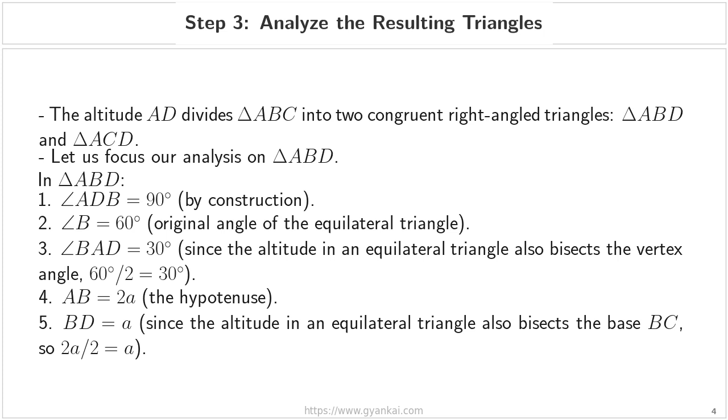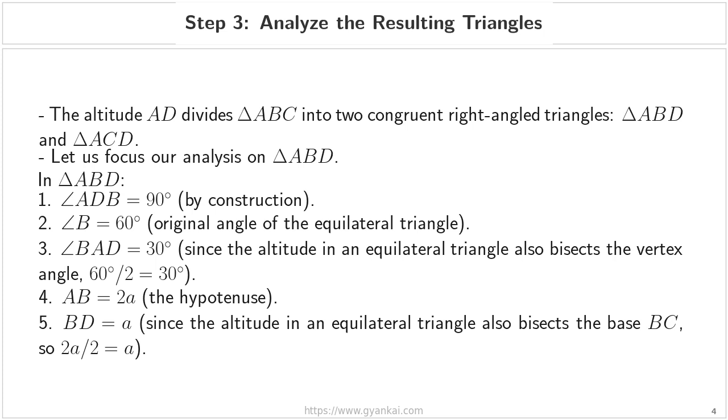Let's identify the specific measurements we have within triangle ABD. First, because we constructed AD to be perpendicular to the base, the angle at D, which is angle ADB, is exactly 90 degrees. Second, looking back at our original equilateral triangle from the previous slide, we know that angle B is 60 degrees. Third, here is a very important property to remember. In an equilateral triangle, the altitude doesn't just drop straight down, it also bisects, or cuts in half, the vertex angle. Since the original angle at A was 60 degrees, the altitude splits it into two equal parts, meaning angle BAD is now 30 degrees.